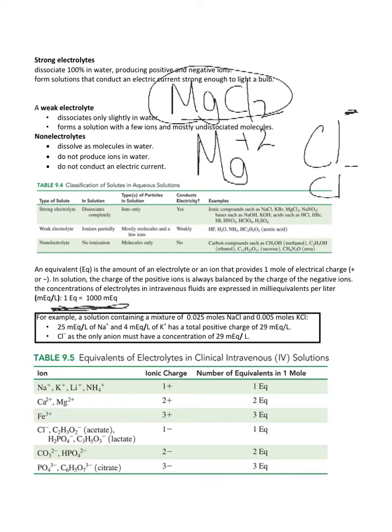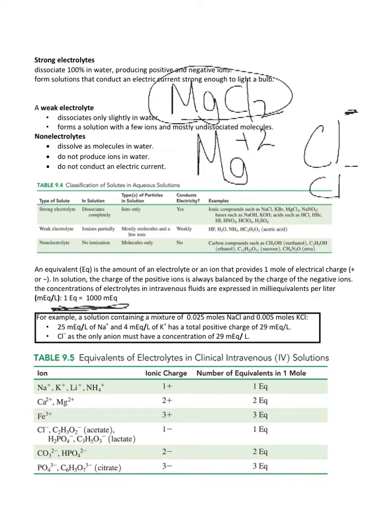So for example, if you have a solution that is a mixture of 0.025 moles of sodium chloride and 0.005 moles of KCl, you have 29 milliequivalents of positive charge, 25 from the sodium and 5 from the potassium. The only anion we have present is the chlorine. So therefore there must be 29 milliequivalents of negative charge coming from the chlorine.